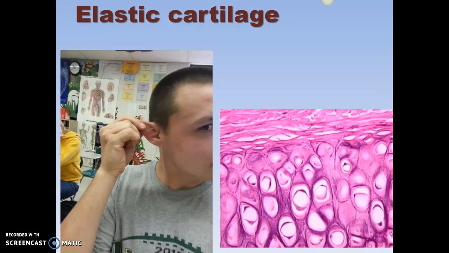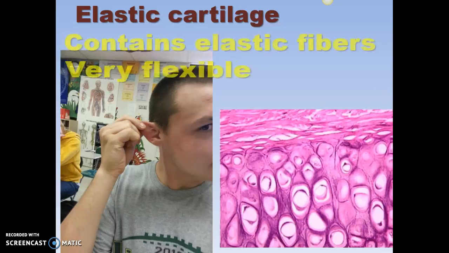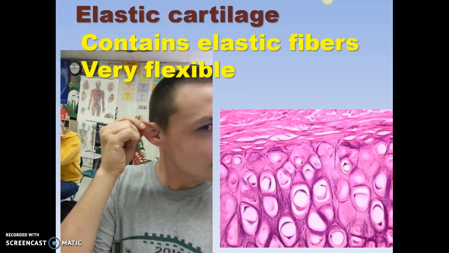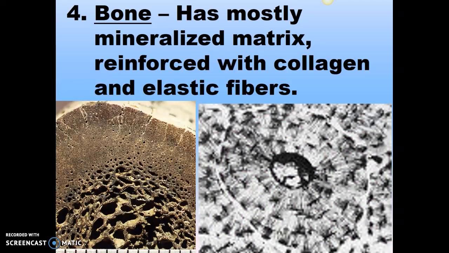Elastic cartilage. There's Brandon pulling his ear. On the right side is a diagram of elastic cartilage. This kind of looks like little faces too, but they're more stretched out like elastic, and they don't have as much space between the cells. Very flexible. Then bone. Bone is so easy to see.